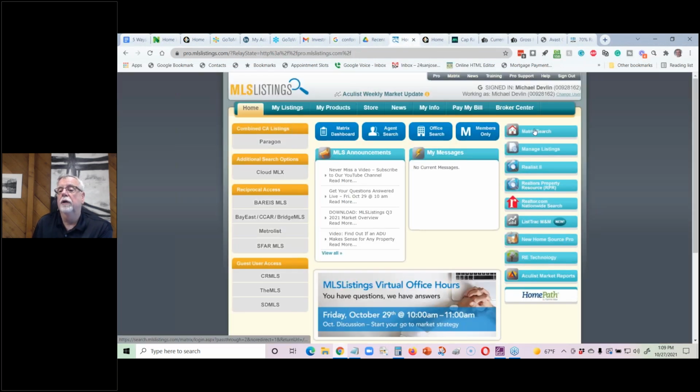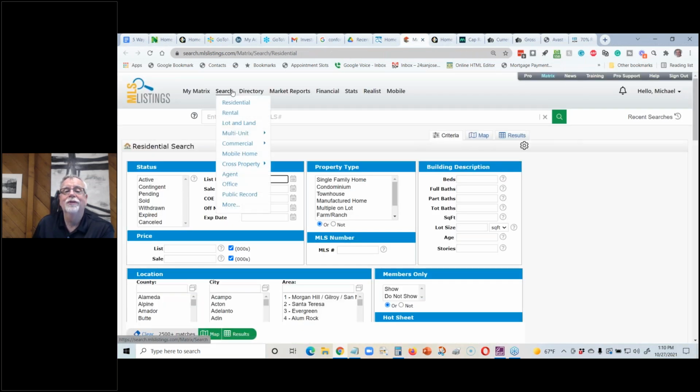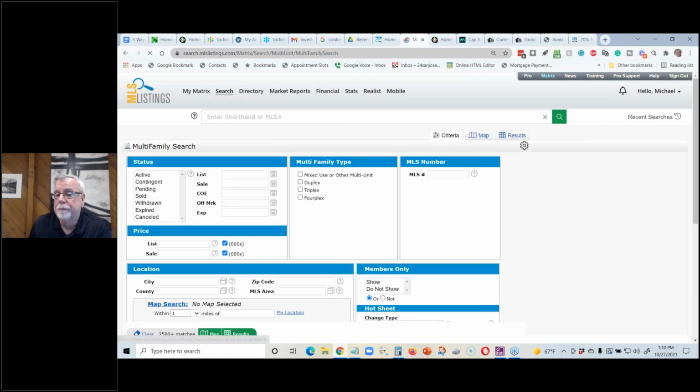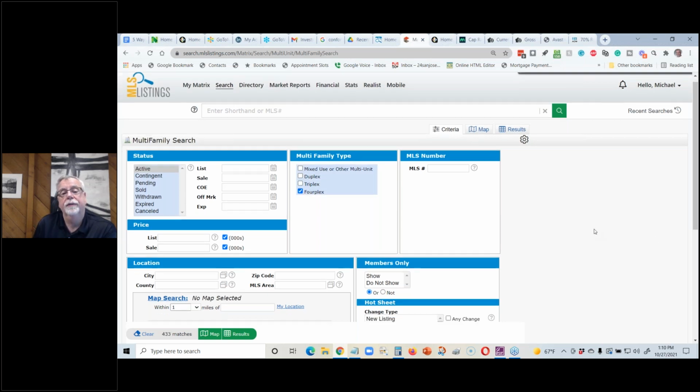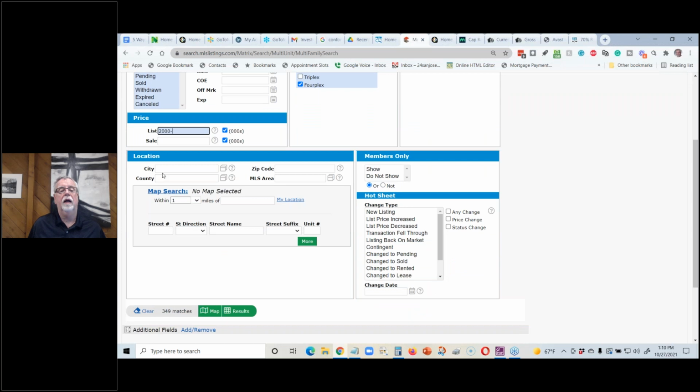So what I'm going to do is use a multifamily as an example. I'm not going to take people's suggestions because usually when I do that, people give me weird properties, right? Weird properties. Let's say I'm looking for a fourplex, and I've got a $2 million budget, and that's in everything. Let's say Santa Clara County. How many are there in Santa Clara?